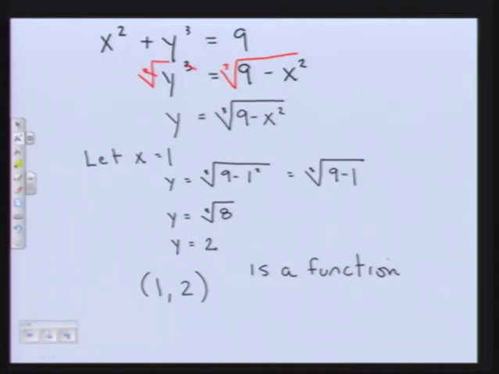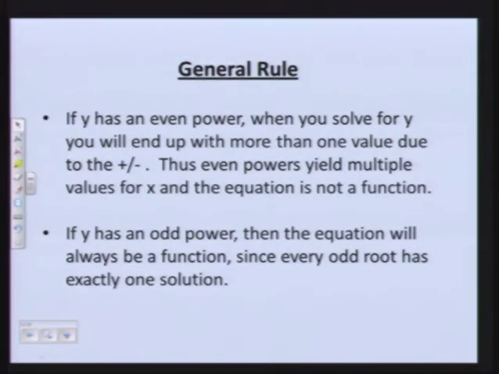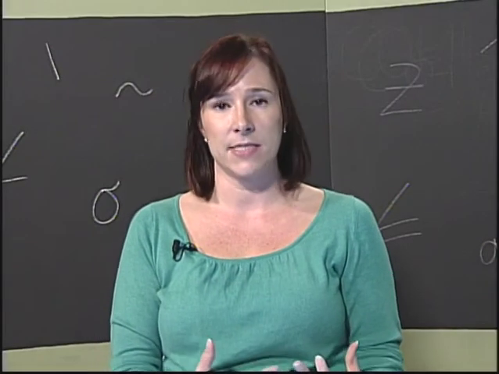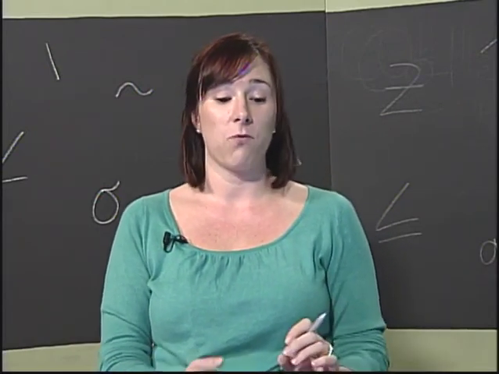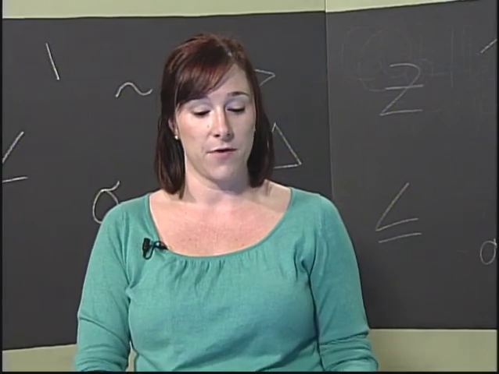Another way you could do this is you could always graph these equations and take a look at them. That works also. Your general rule, if y has an even power, when you solve for y, you'll end up with more than one value due to the plus or minus. We talked about with the square root property how you end up having to plus or minus when you introduce the square root by using that method. So any even power for y is going to make that happen. Whether it's y squared, y to the fourth, they all follow the same thing because it's an even root. So if you have y to an even power, it will not be a function.